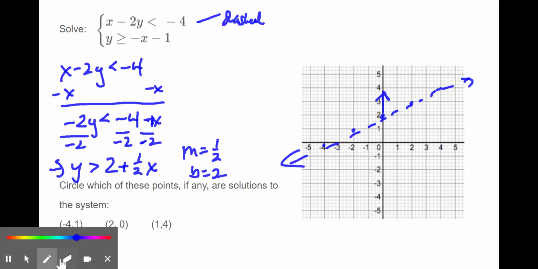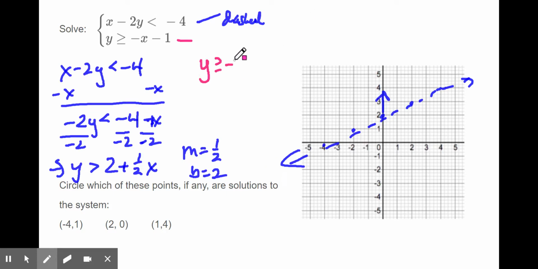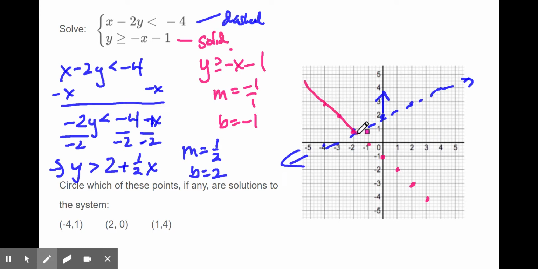All right, let's go for the other line. The other line is y is greater than or equal to -x minus 1. So my slope is -1 over 1. My y-intercept is -1 also. So I'm going to go down 1, make a point. And from here, I'm going down 1, 1 to the right. Or up 1, 1 to the left. It's going to be a solid line this time. So let me draw my solid line here.